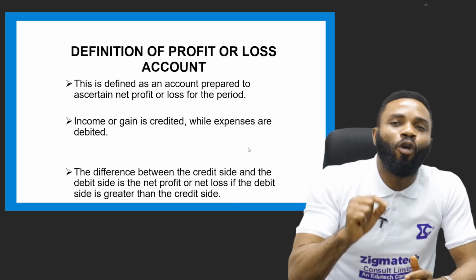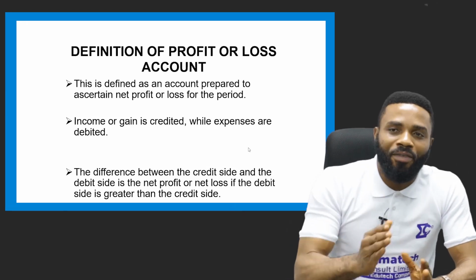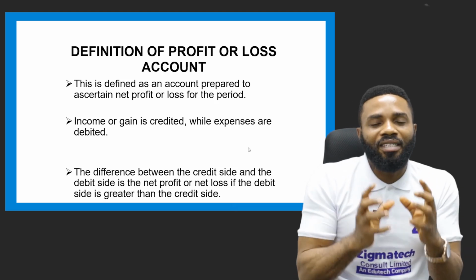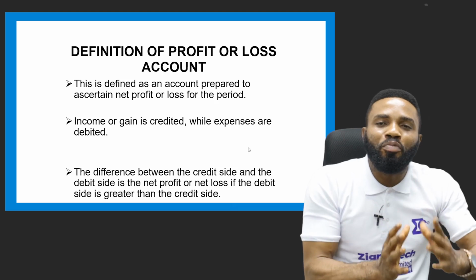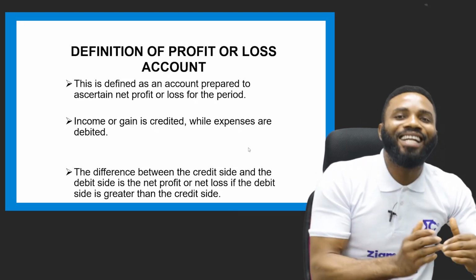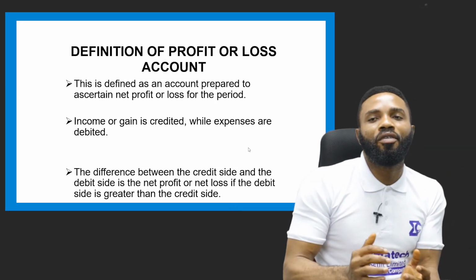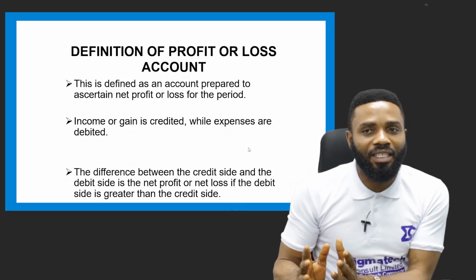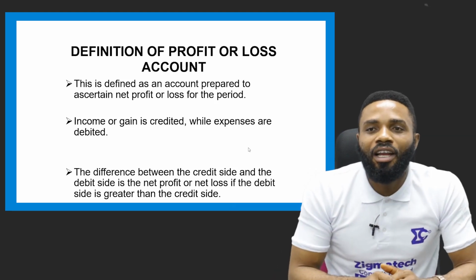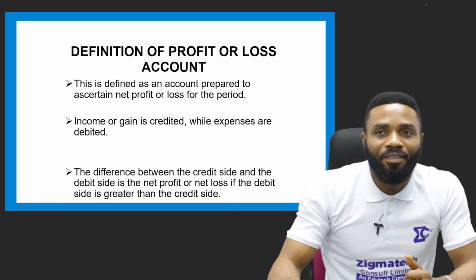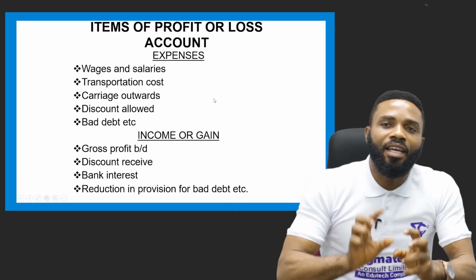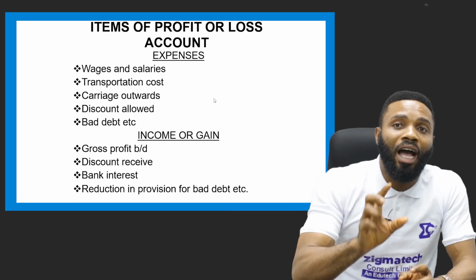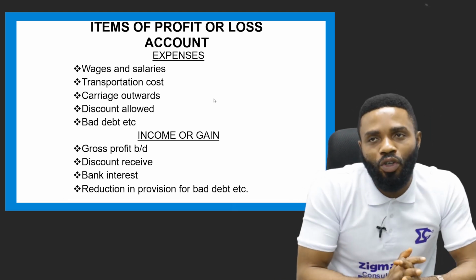However, for the sake of this lesson, I want to emphasize that if you prepare this account and then you calculate your expenses, which is meant to be on the debit side, the left-hand side, and it is higher than what you have on the right-hand side, which is the credit side, then you are making a loss. It is called net loss. Now, having said that, let's just take a good look at the items of the profit or loss account.